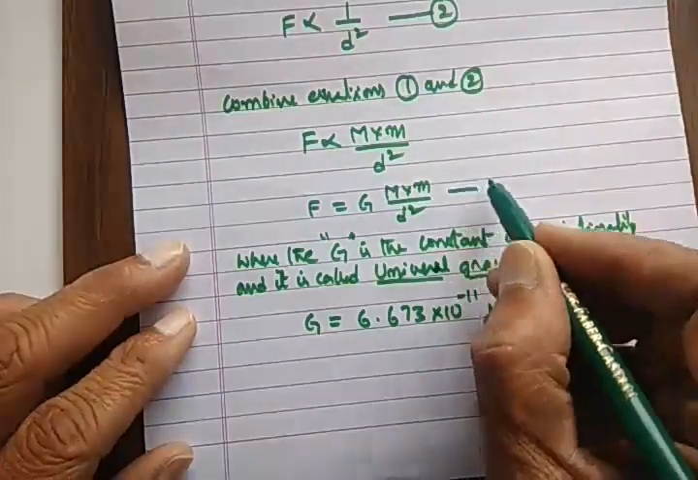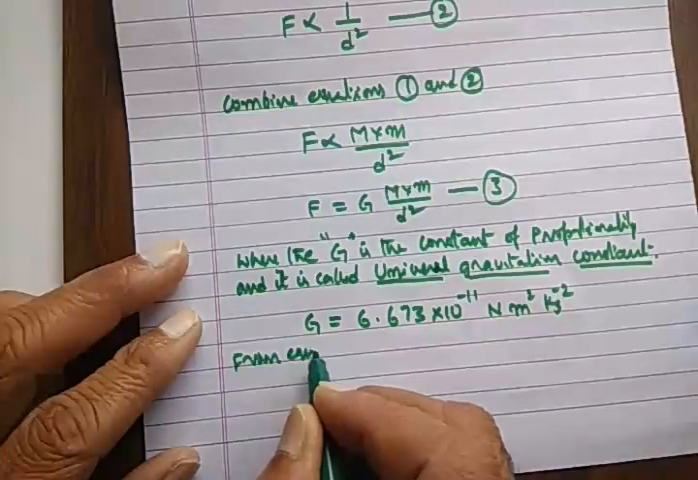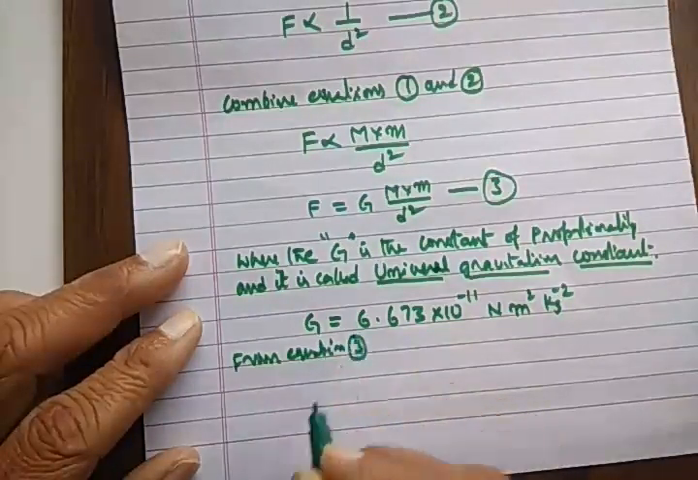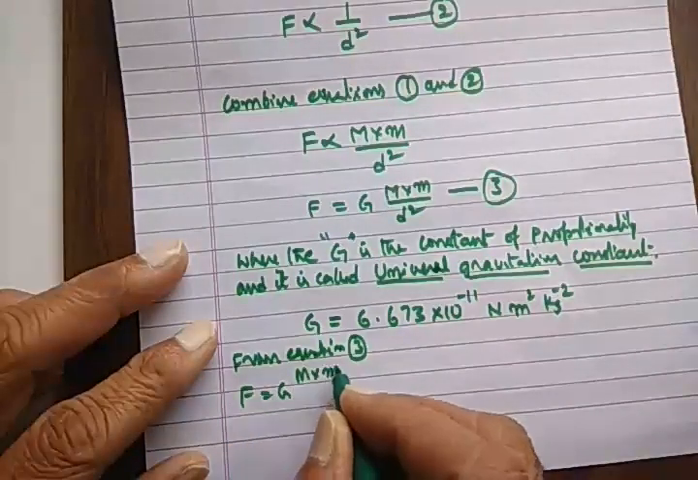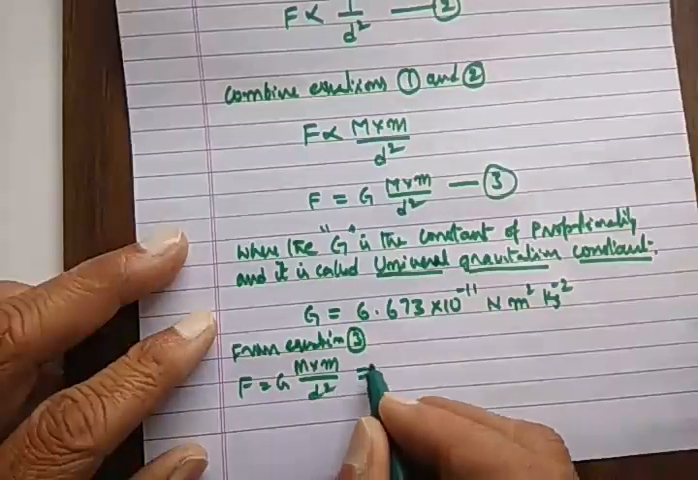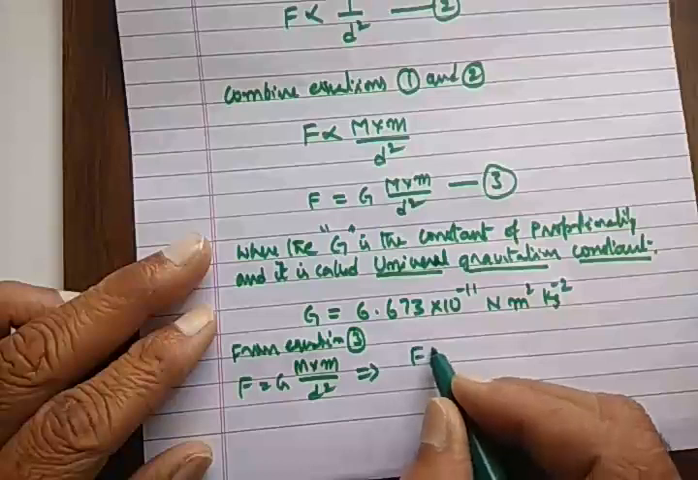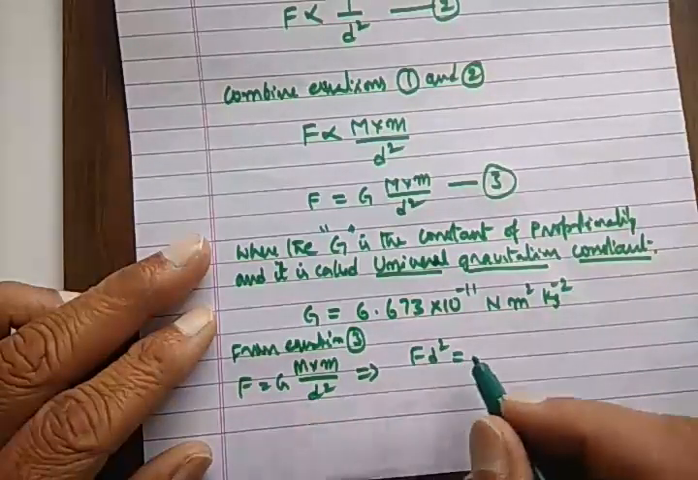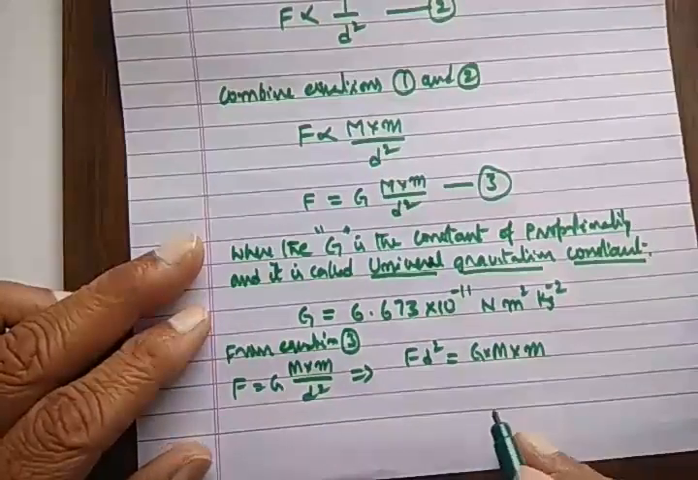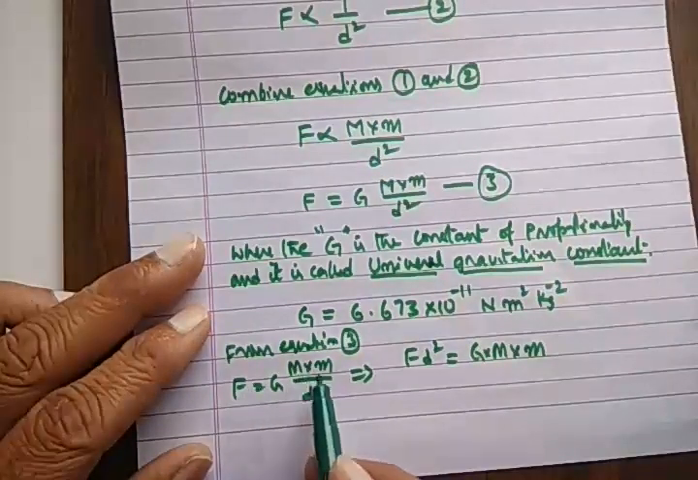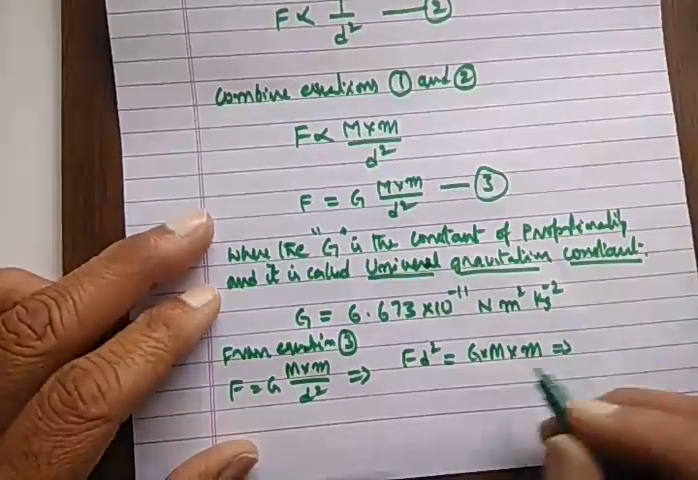So I will call this equation 3. From equation 3, that is F is equal to G M into m by d square. So I will cross multiply this. So F into d square becomes G M into m. Here also 1 into, correct? F into d square is equal to G into M into m. Further, what we want is G.